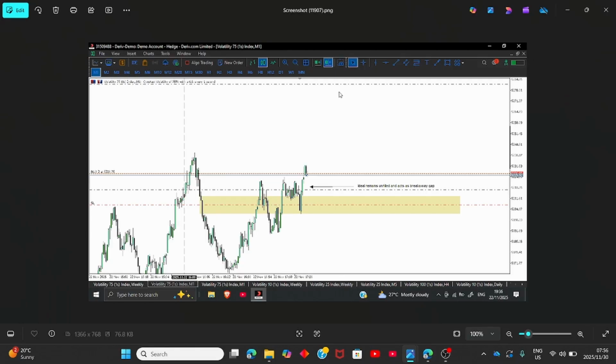So immediately there's a volume imbalance that I'm entering in. Right there, you have a fair value gap, and I'm saying I prefer it remains unfilled to act as a breakaway gap.